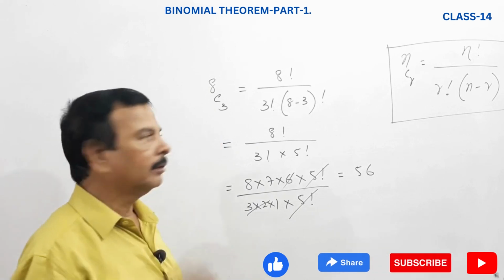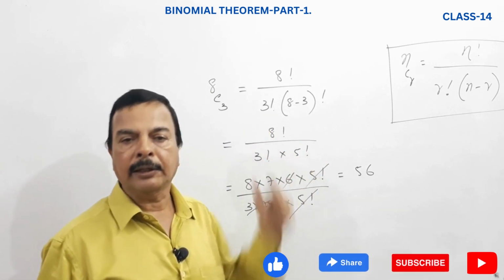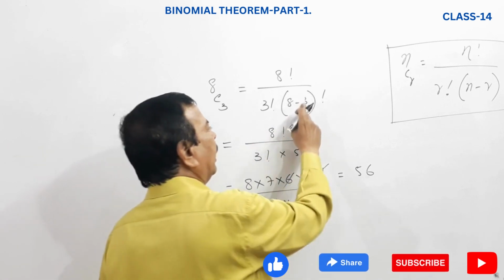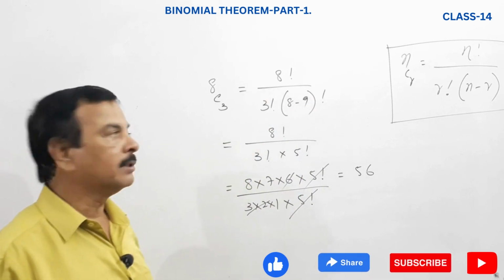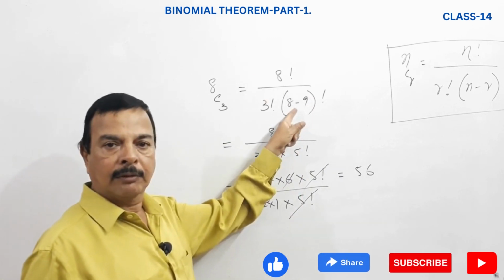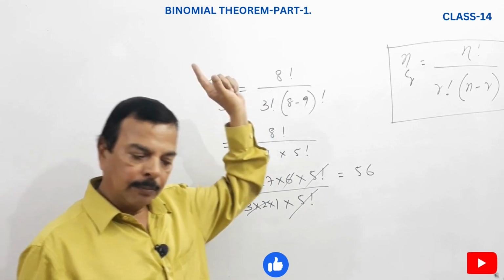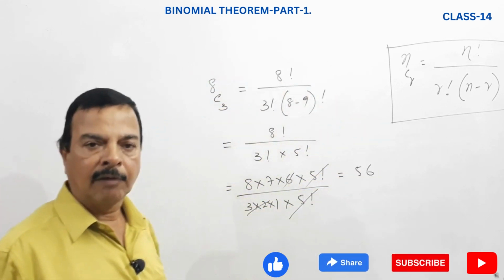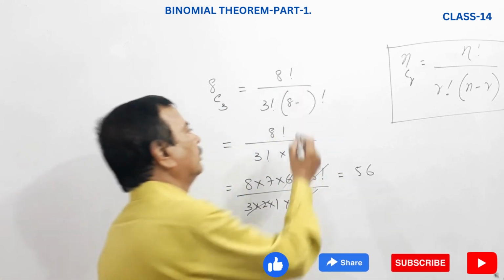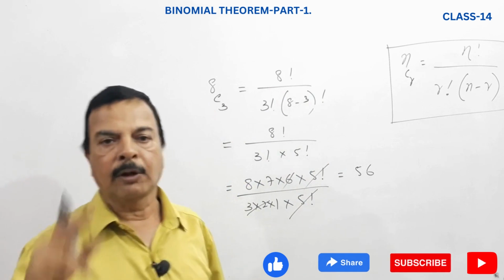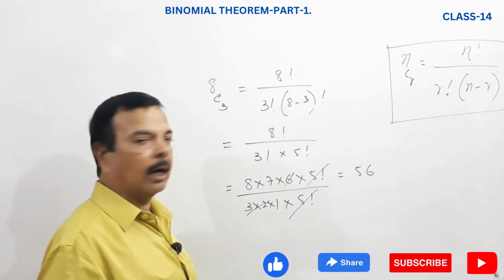Supposing I had told you n should be positive and should be greater than r. What if I increase the value of r, say r is more than 9? What happens here? You get a minus value, and if you get a minus value you cannot solve the problem, because the binomial theorem itself becomes false. That's the reason the value of n should always be greater than or equal to r.